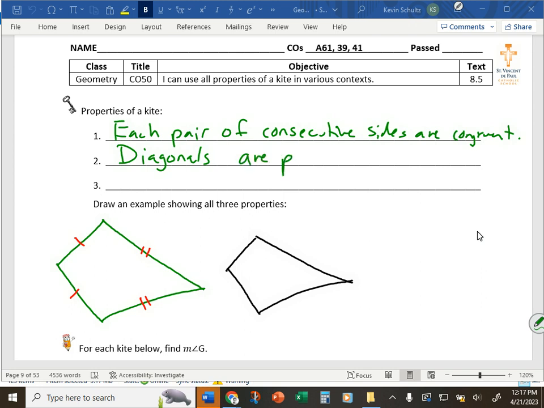Diagonals are perpendicular. And this one we've seen before. This is true also for a square. It's true for a rhombus, and it is true in a kite. Those diagonals are perpendicular. So drawing one straight down, this one's horizontal. Whoops, that shows how bad my kite is. They intersect at a 90-degree angle. Perfect kite right here. Oh, that kite's gonna fly.